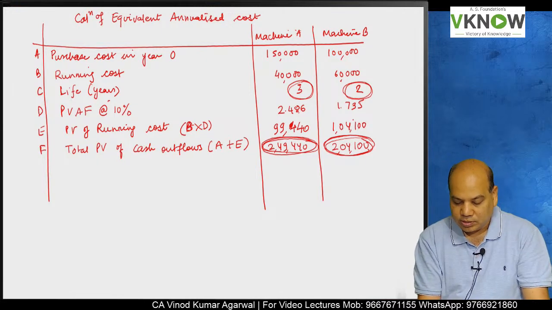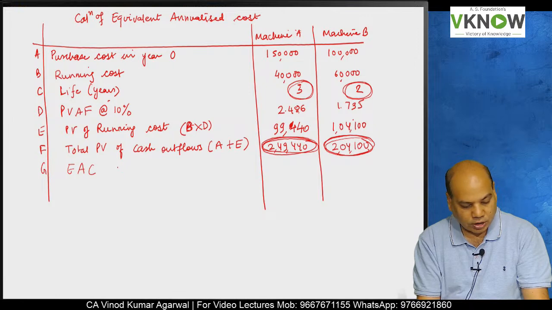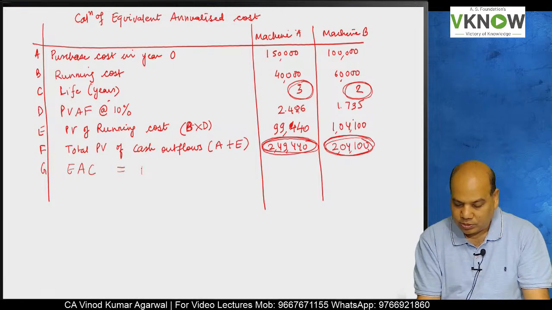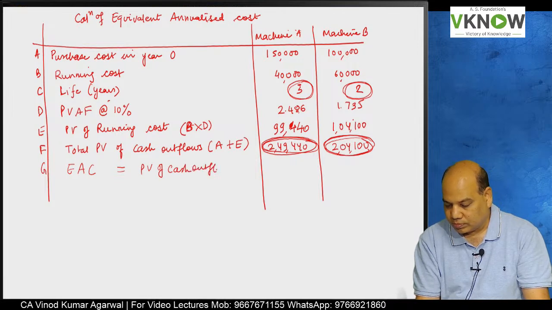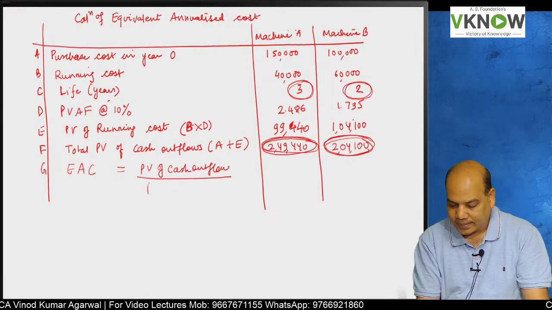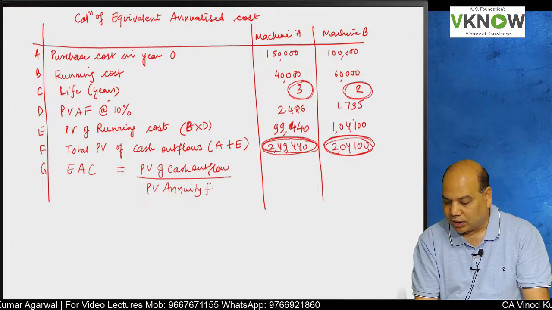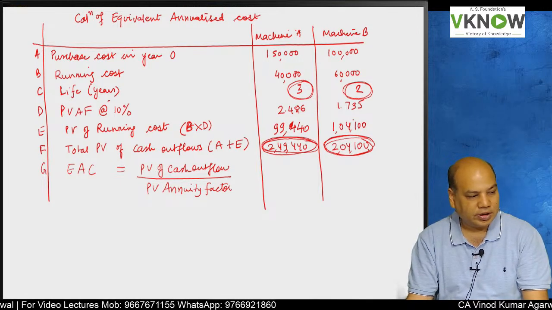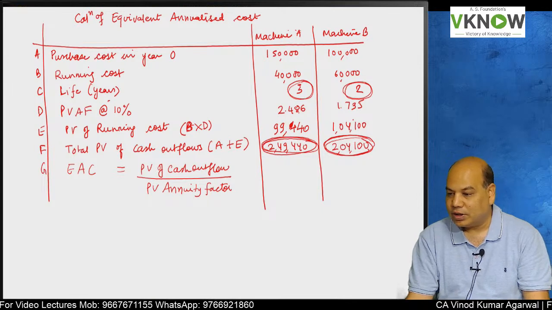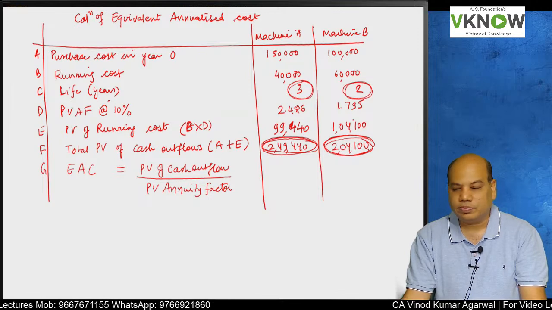So in order to make them comparable, I will compute equivalent annualized cost. And how do I compute it? It will be PV of cash outflow divided by PV annuity factor. It is like calculating average, but instead of directly dividing by 3, we are going to divide by annuity factor of 3 years, because I have to give importance to time value of money also.